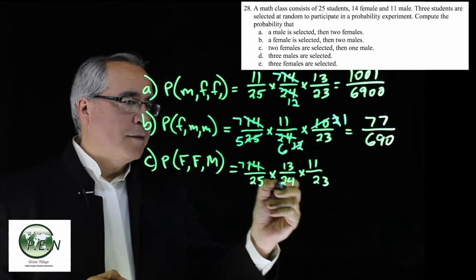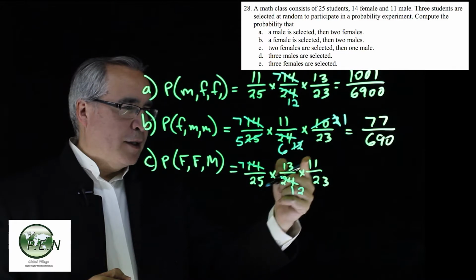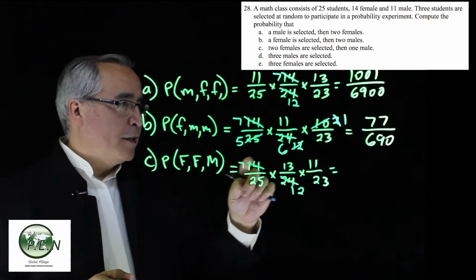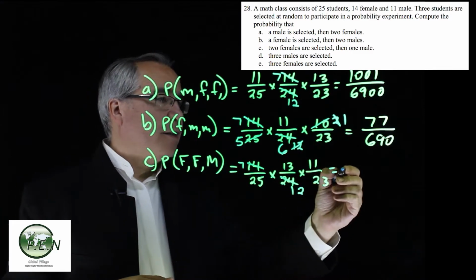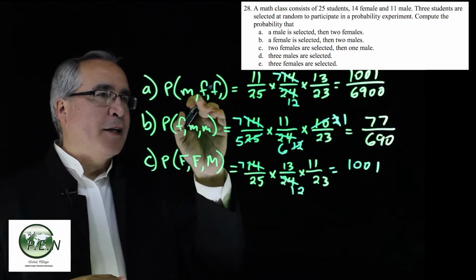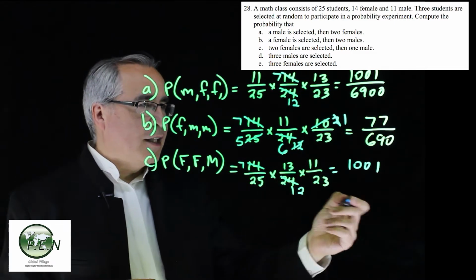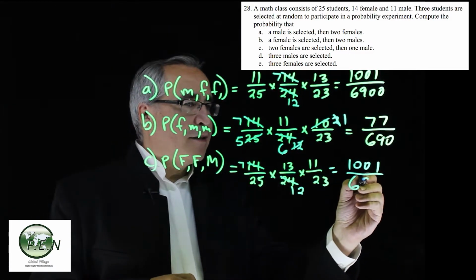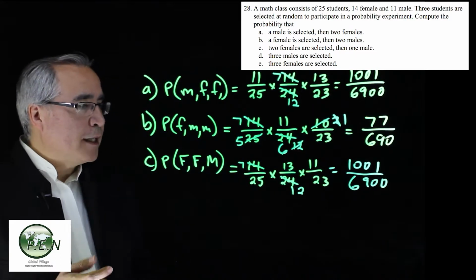2 goes into 14, 2 goes into 24, 12 times. Let's see, no other common factors. So we're going to take 7 times 13 times 11, and it's kind of just like what we got up here, isn't it? 1001. It's just that the numbers are in different orders. So getting a male, female, female is really going to give us the same as female, female, male. It's just the fractions individually are different. And then 25 times 12 times 23 is still 6,900.